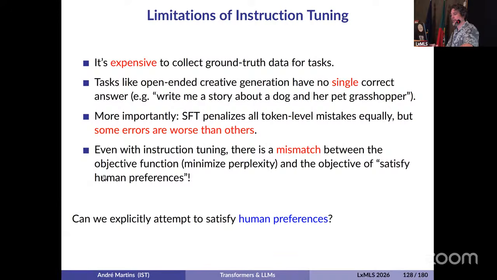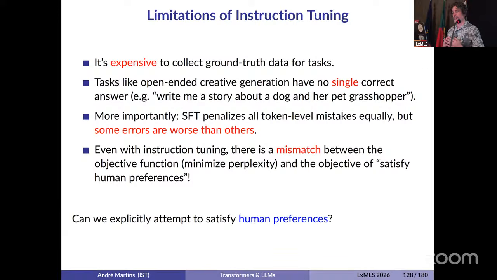Related to this problem, if you do supervised fine tuning with a cross entropy loss, all you are doing is maximizing the probability of the next token, right? So you are penalizing all token level mistakes equally, but of course there are errors that are more important than others. For example, if the model fails on predicting a comma where there should be a comma, it's probably going to be less important than giving you an incorrect number for a math problem.